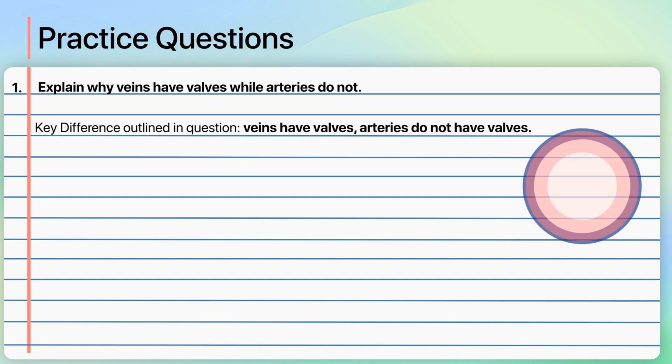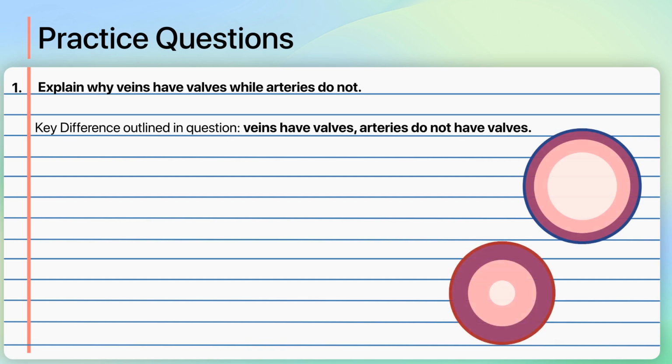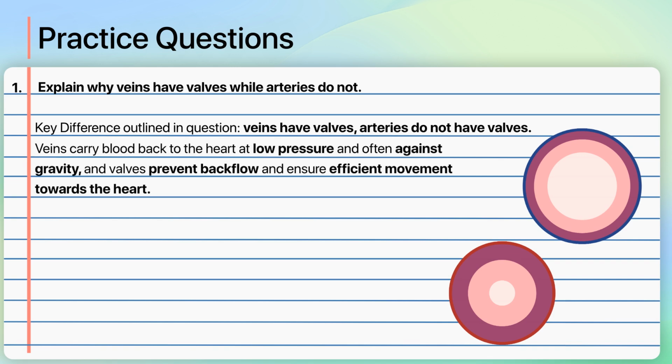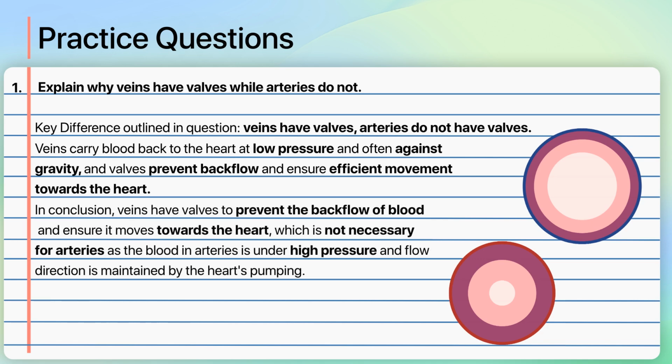Now, let's work through some questions to consolidate our knowledge. Explain why veins have valves while arteries do not. First, identify the key difference. Veins have valves, arteries do not. Now apply your understanding. Veins carry blood back to the heart at low pressure, and often against gravity, for example, from the legs. Furthermore, valves prevent backflow and ensure efficient movement towards the heart. In conclusion, veins have valves to prevent the backflow of blood and ensure it moves towards the heart, which is not necessary for arteries as the blood in arteries is under high pressure and flow direction is maintained by the heart's pumping.